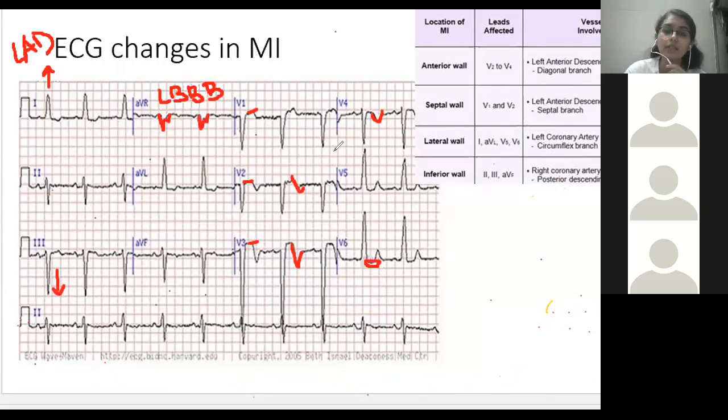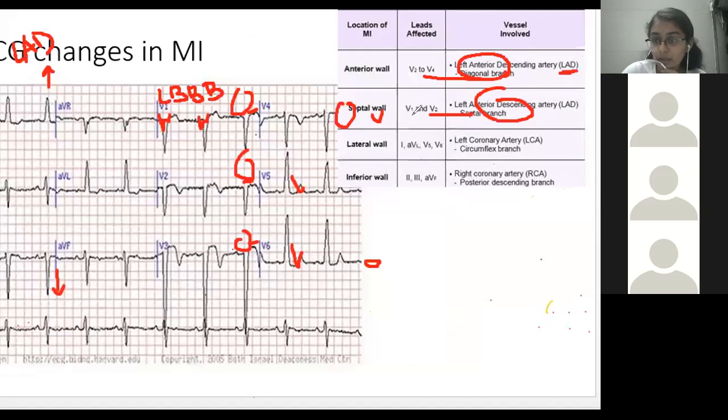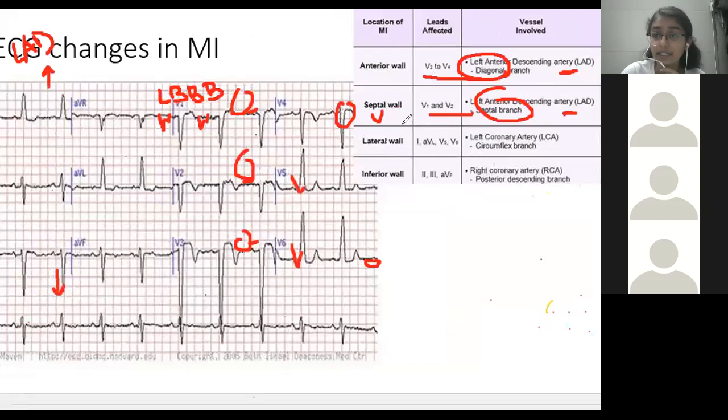Now correlate this with the changes in V1, V2, V3, V4. Majorly it is the anterior wall and septal wall, V1 to V4. And now you know with this that your LAD, the left anterior descending coronary artery, is being affected, affecting the anterior and septal wall of the heart. This is how you will interpret your ECG in MI.